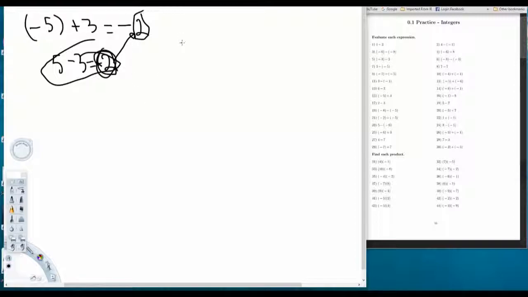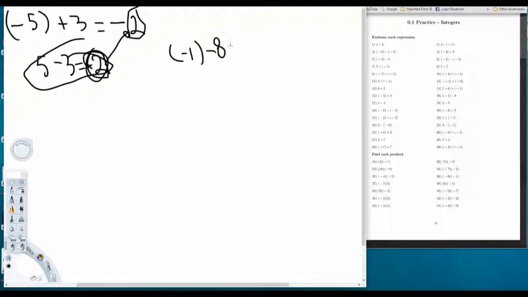Let's keep going. Number 16 says minus 1 minus 8 equals. So since these are two equal signs, you have a minus 1 plus minus 8. When you have two equal signs, what you simply do is you add the two numbers and you put the sign. So in this case, it would be minus 9. 8 plus 1, then you put the minus.